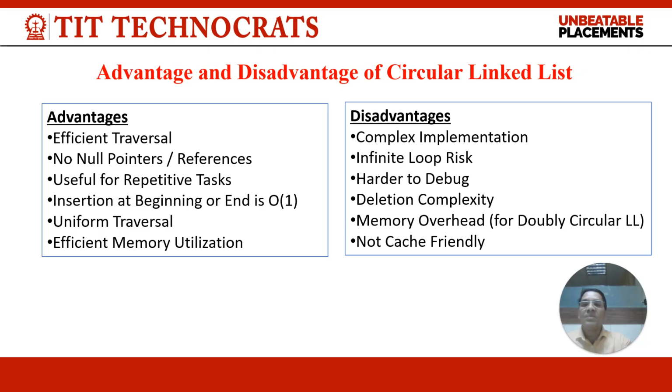Advantages of circular linked list: efficient traversal, no null pointer or reference variable, useful for repetitive tasks, insertion at the beginning or end takes time O of 1, uniform traversal, efficient memory utilization, etc. The disadvantages of circular linked list are complex implementation, infinite loop risk, harder to debug, deletion complexity, memory overhead. For doubly circular linked list, also not cache friendly.